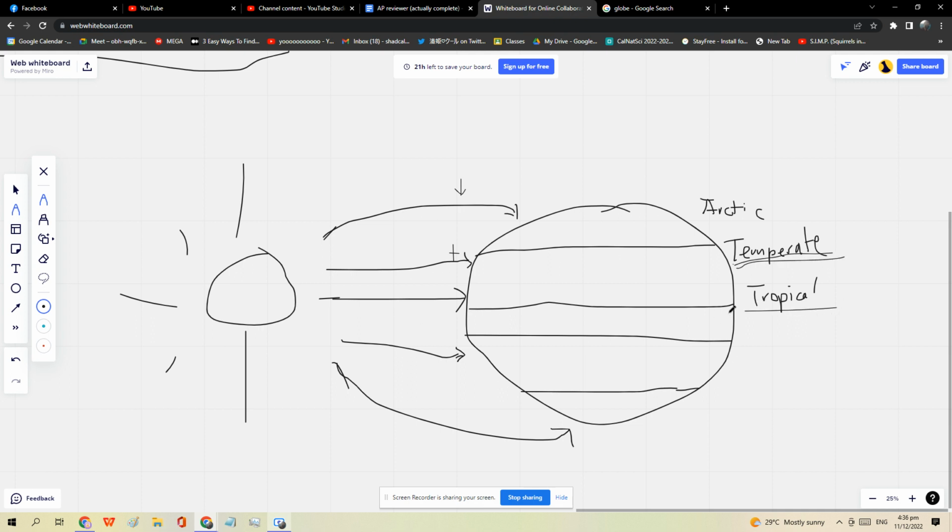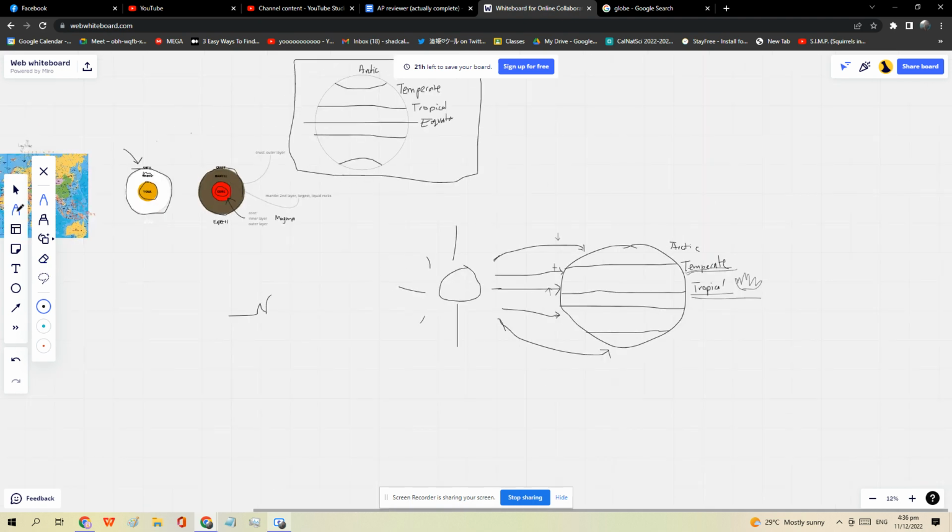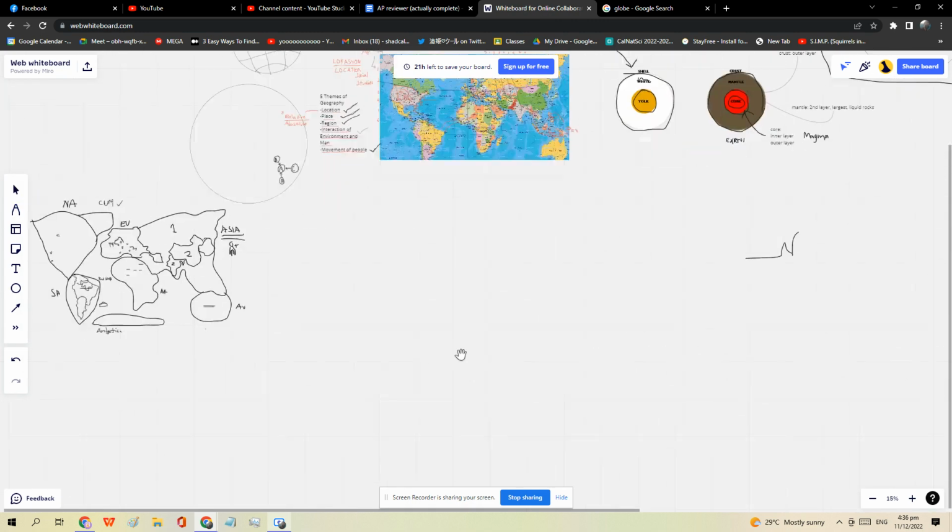And then people in the tropical area get the hottest temperature. Like, very, very hot. There's not even snow in here. So, yes, that's basically that.